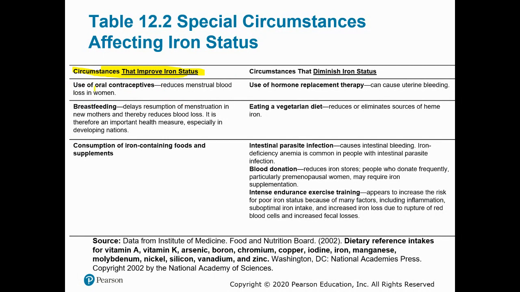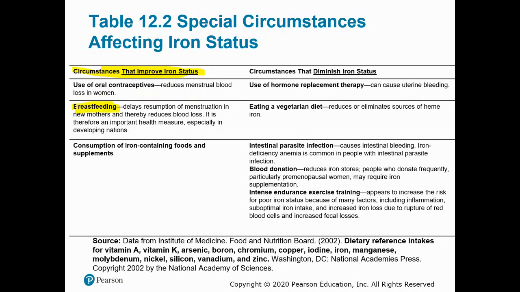But for females who are using oral contraceptives that do reduce menstruation, that's going to reduce blood loss. So this is kind of a weird thing to say, that using oral contraceptives that inhibit having a period would improve your iron status. But this is from your textbook, so take that as you will.